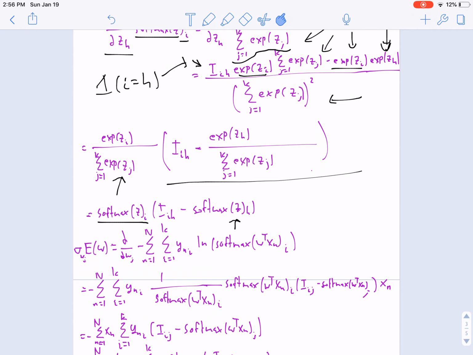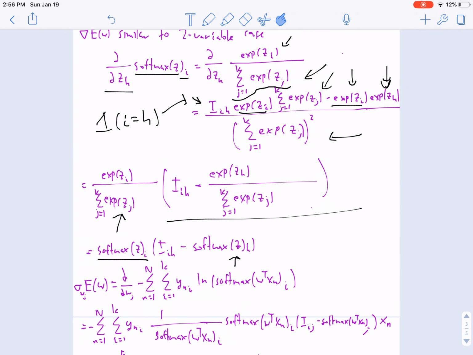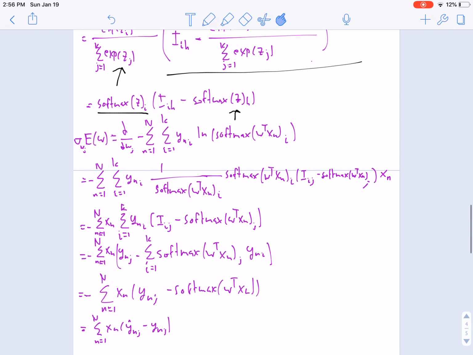So the derivative of the ith term of softmax with respect to the hth term of the argument is just the ith term of the softmax times identity ih minus the hth term of the softmax, which is a pretty convenient result that will help us a lot when we actually do this differentiation.